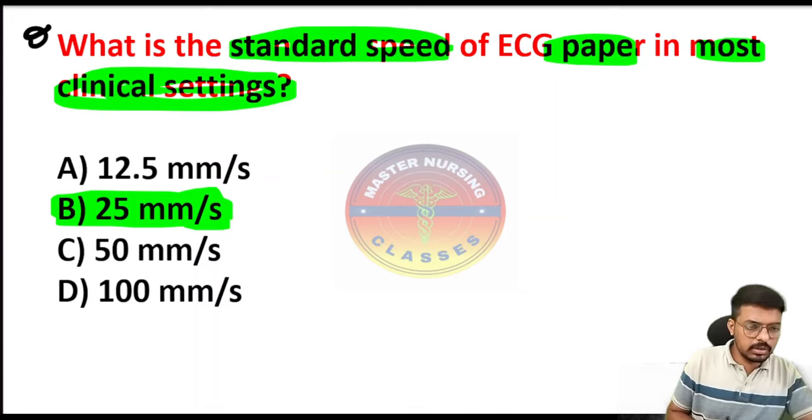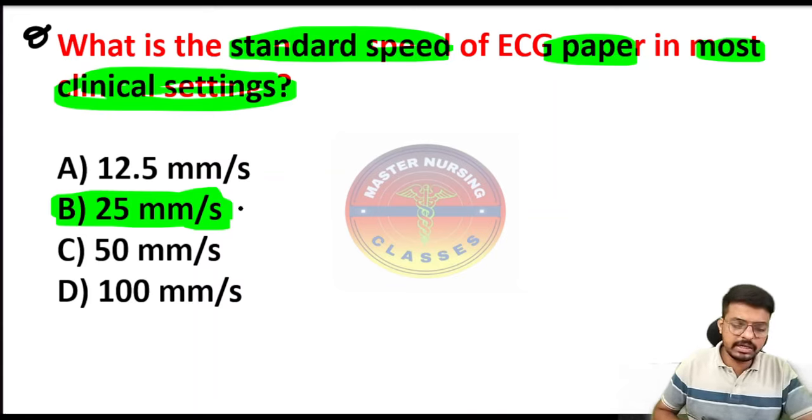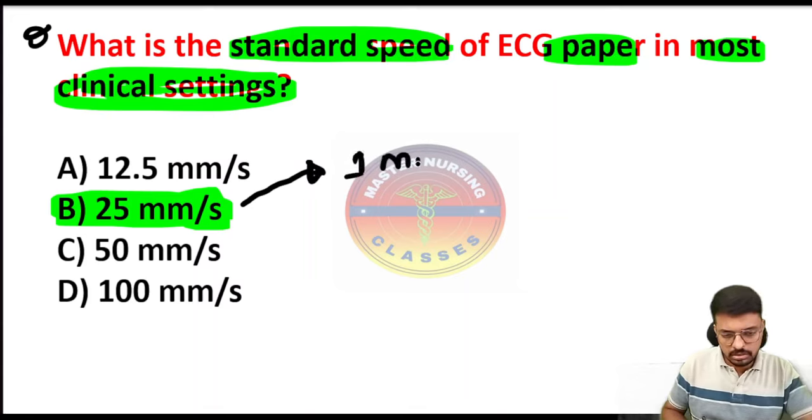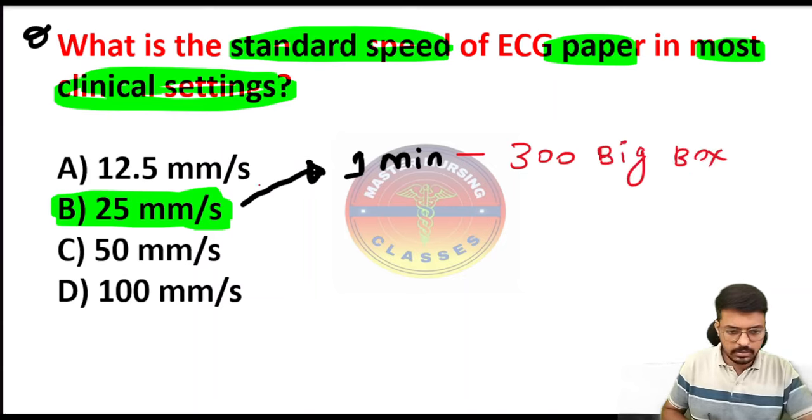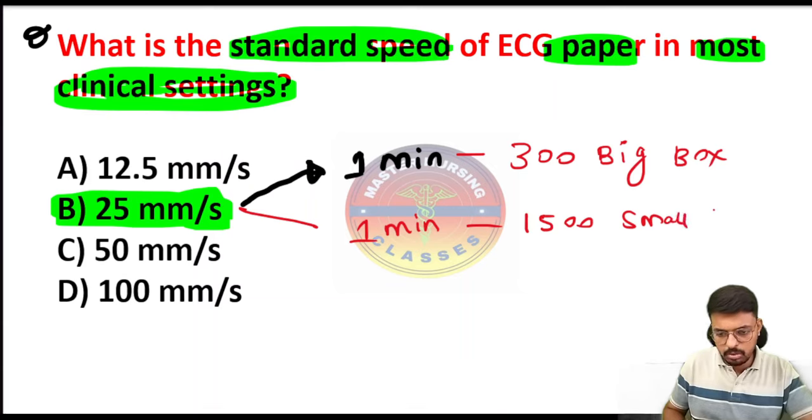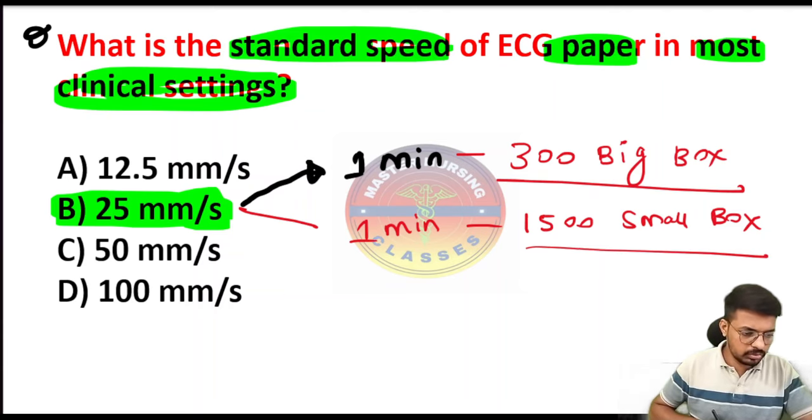Okay, so in one second, 25 mm of the ECG strip passes, which means in one minute it should cross 300 big boxes, or in one minute it should cross 1500 small boxes. Sir, what is this big box? What is this small box? Let me take you to that.